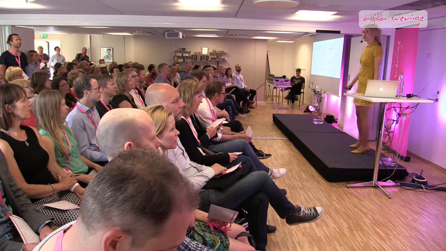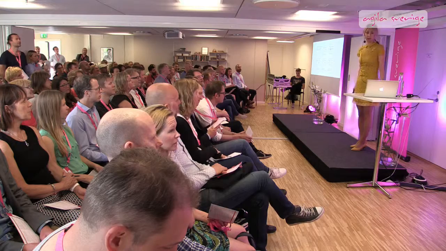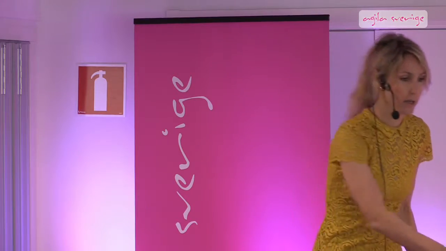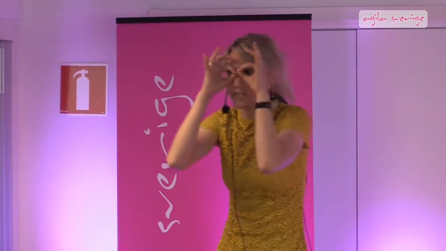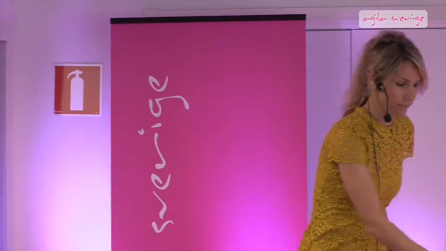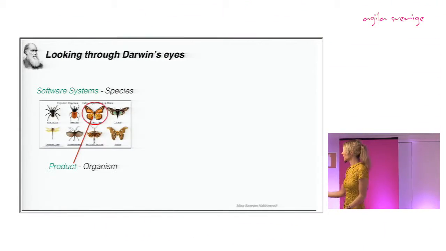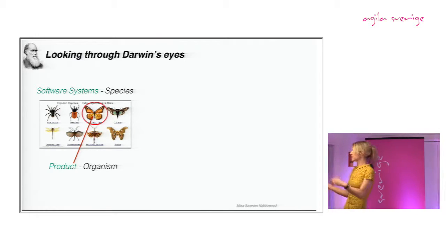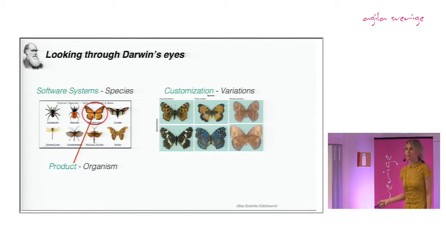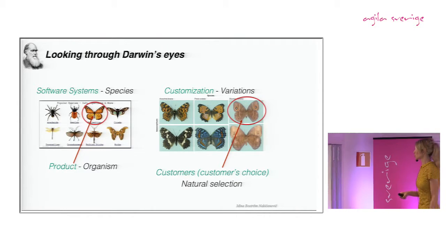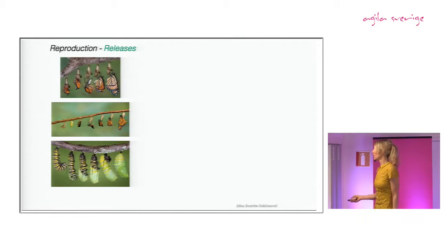I think the natural world is so inspiring, and that's why we are going to borrow Darwin's eyes and take a look at software development through Darwin's eyes. What are we going to see? Software systems as species, product and organism, customization, variations, customer's choice, natural selection.